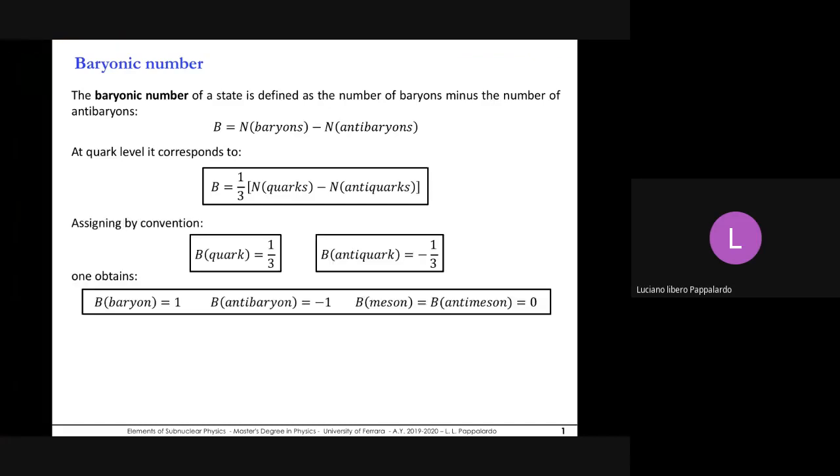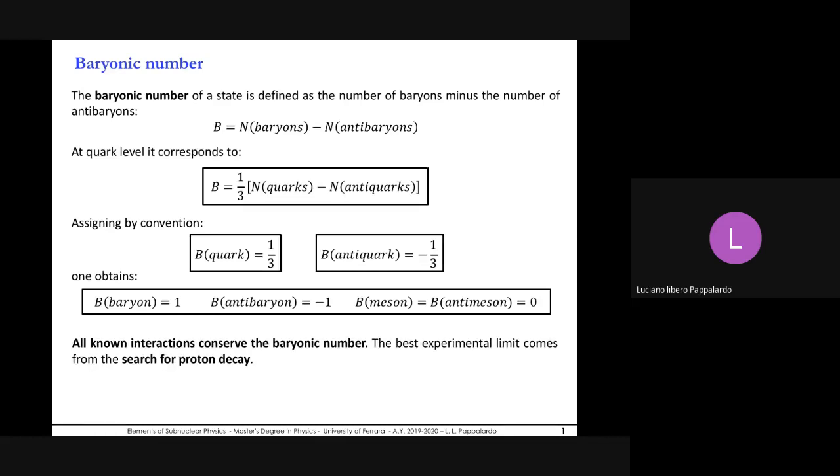And so if we now take this definition and use the following convention, the baryonic number of a quark is 1/3 and the baryonic number of an anti-quark is minus 1/3, then it turns out that all baryons will have baryonic number 1, all antibaryons will have baryonic number -1, and of course mesons and antimesons will have baryonic number 0 because they are made by a quark and an antiquark.